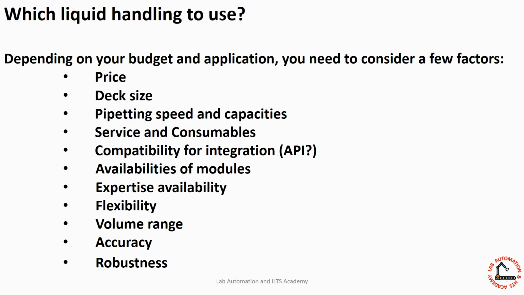And finally, accuracy and robustness. One of the main reasons people use a liquid handling robot is to make the whole workflow more accurate and more robust. People can get tired, they can make mistakes, but robots, theoretically, don't get tired and don't make mistakes, or at least that is what we hope.